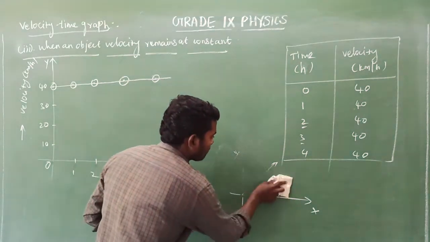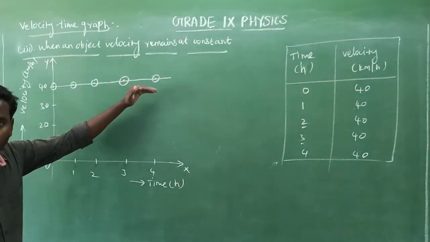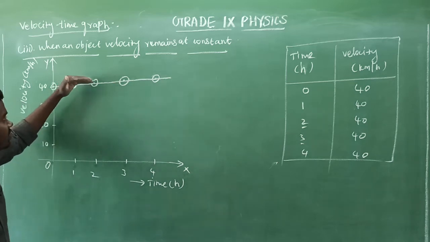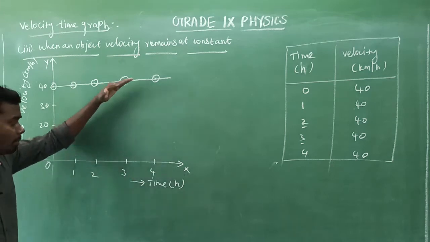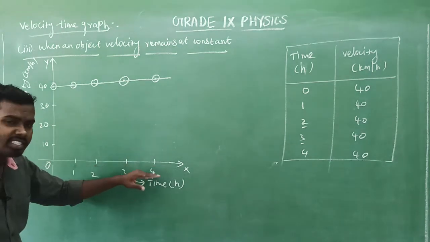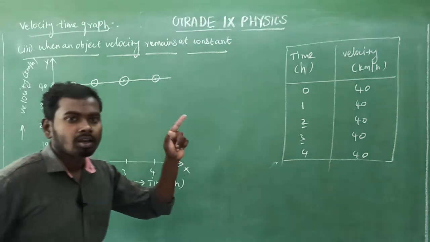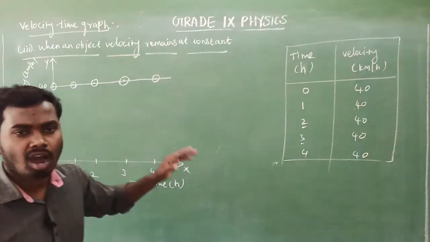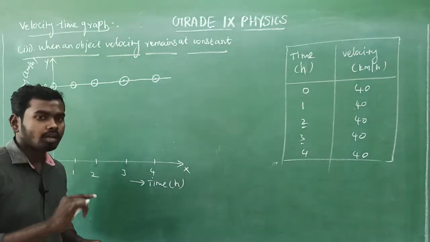But come to here. This is also a straight line, but the straight line which is parallel to the time axis, which means the x-axis. So we can say here the object is at constant velocity, or otherwise we can say constant speed. Both are the same here. Is it clear?